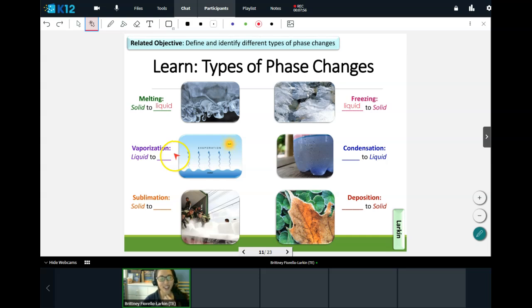Now, let's go ahead and talk a little bit about vaporization. You can actually see the word vapor in here. So what do you think this one is doing? It's turning from a liquid into a what? There are 2 types of vaporization, if this helps. There's evaporation, and there's also boiling. All right, so if that helps you think about what it's turning into, go ahead and tell me in the chat.